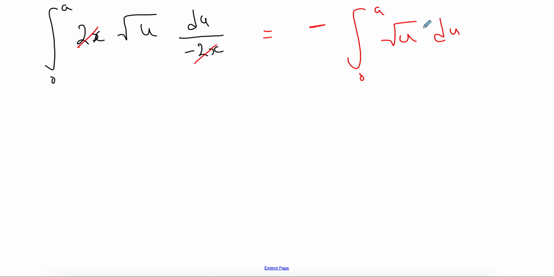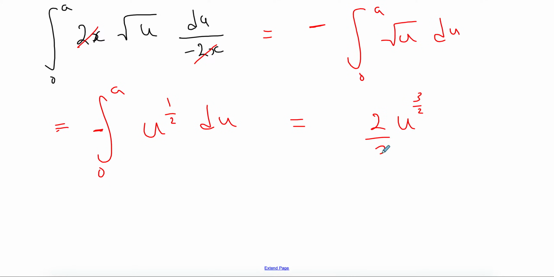So I can integrate this. Let me just rewrite it as a fraction. Negative a half du. And integrating this, you always add a power to here. So you have u to the power of 3 over 2, and then you take the reciprocal of the power, so 2 over 3. Because if I undo this, if I actually differentiate this, I should end up back here. And again, don't forget about the negative. And this should be evaluated from 0 to a.